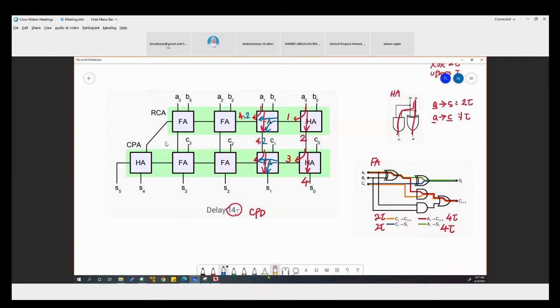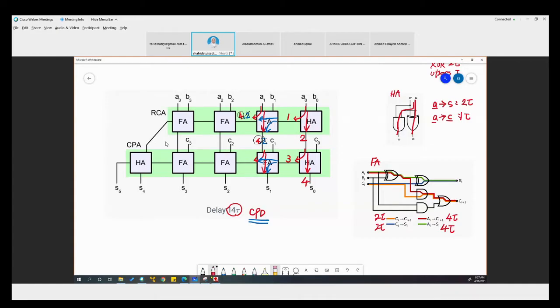Now we only want to find the CPD, which is the critical path delay. So we eliminate the delay that is not the longest. We only take the longest delay. So we eliminate 2 here because the longest delay will be 4 here and 4 here, which is from A to C and A to S. It's 4. And we're going to repeat that until we reach here.